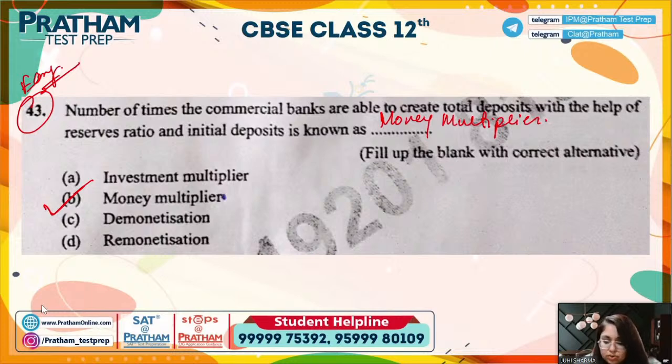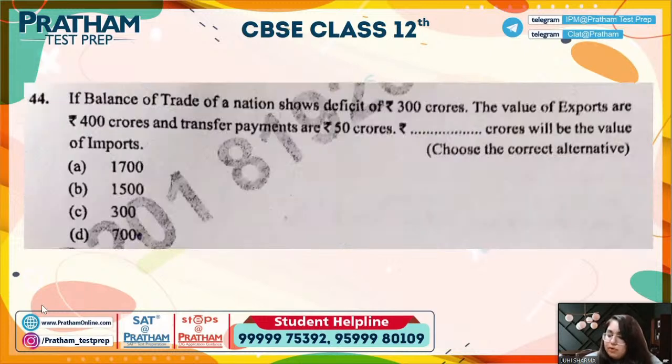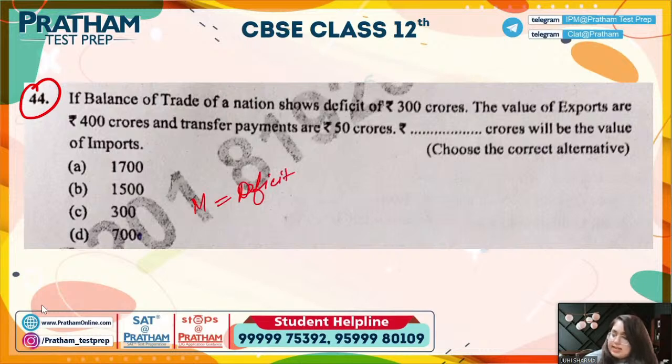Okay, now moving further we have question number 44, which is if balance of trade of a nation shows a deficit of 300 crores, the value of exports are 400 crores and the transfer payment are 50 crores, how much will be the value of imports. ठीक है, आपको imports का value उन्होंने पूछा है, तो simple सी चीज है, अगर आपको imports M का value निकालना है तो you can add deficit and exports X. तो आपके deficit कितना है 300 crores and exports कितना है 400 crores. तो import कितना होगा, simple सी बात है, option D 700 crores will be the imports. आपका moderate level का question ही, I would say it's a question of moderate level. नहीं भी आता था, you could have skipped that, pretty easy, right?